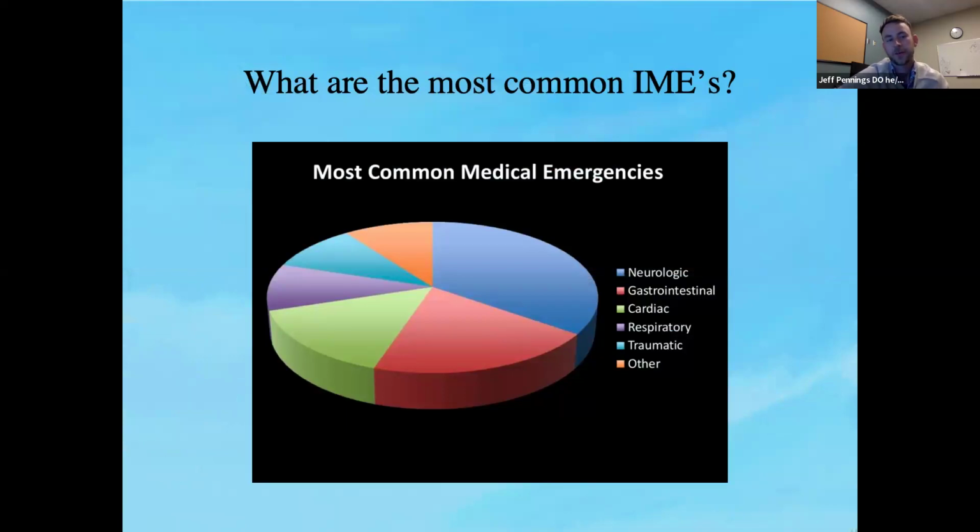For breaking down what are the most common in-flight medical emergencies, neurologic is overwhelmingly going to be the most common. This really should be split into stroke-like or pre-syncopal, because it's really pre-syncope and syncope that is the majority of these, and stroke-like is further down in terms of frequency.